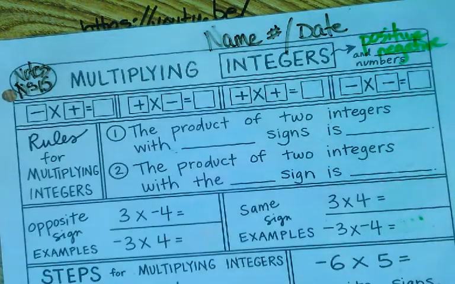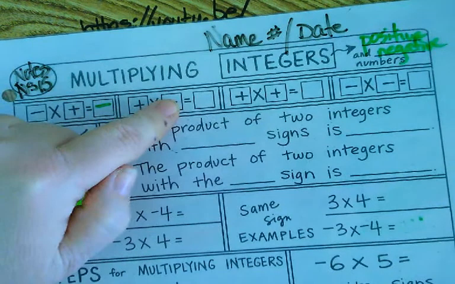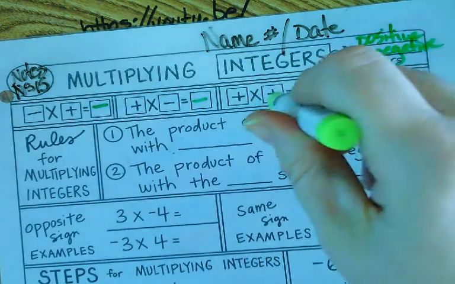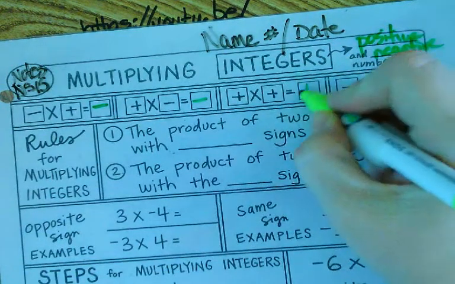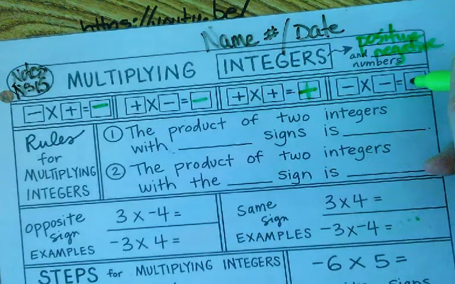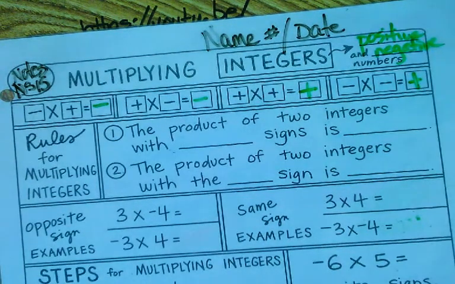A negative times a positive is negative. Always. Your answer is always negative. A positive times a negative, same thing, it's going to be negative. Positive times positive equals positive. And negative times negative, wait for it, positive. That's right.